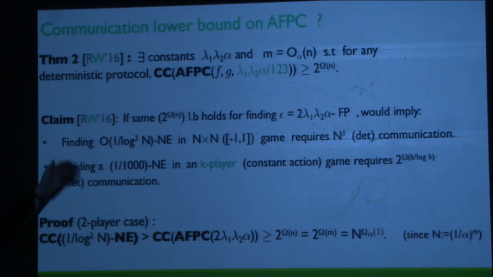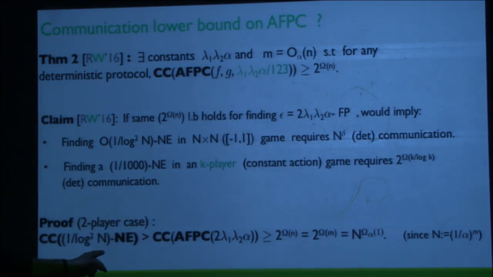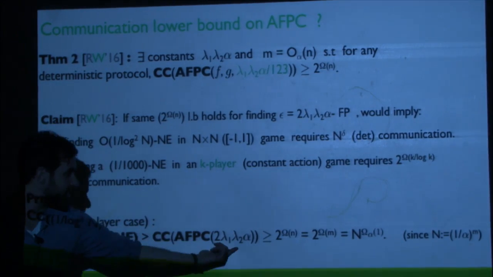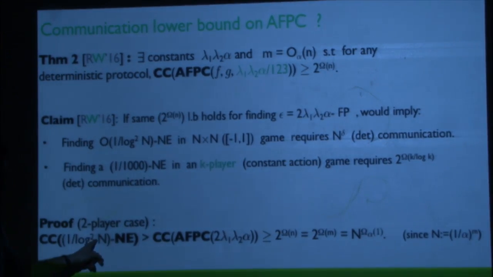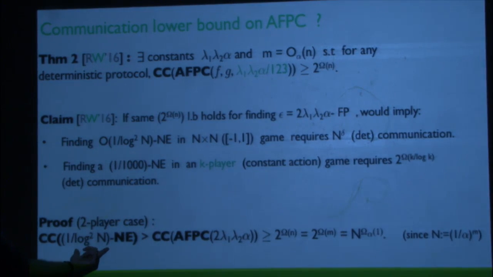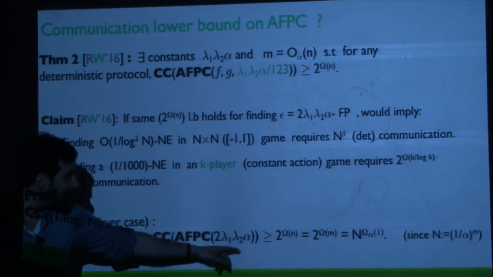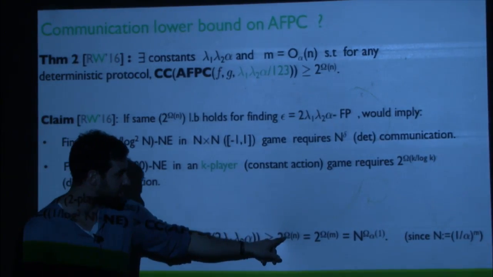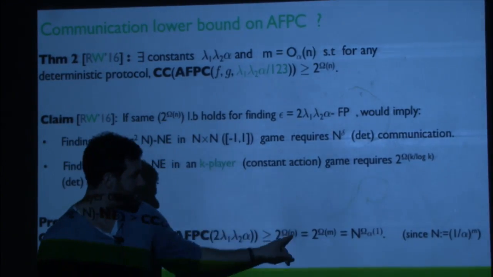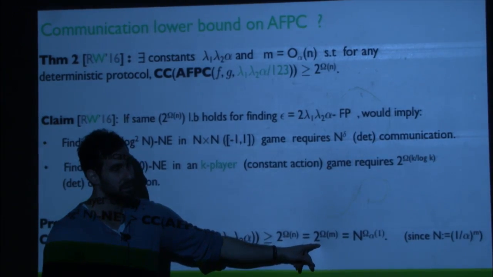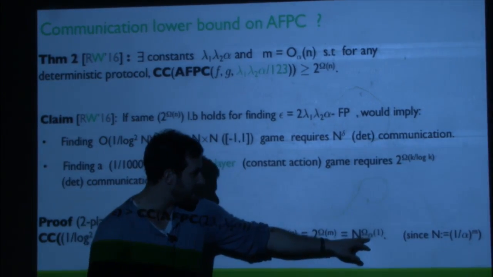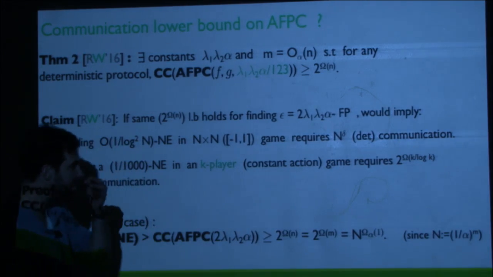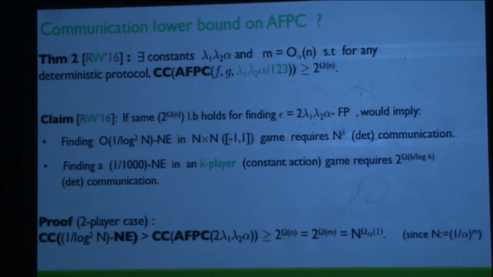So just to make it clear, the first reduction says that finding that quality of a fixed point, finding an approximate Nash equilibrium, is at least as hard as that problem. If we knew that this requires exponential time, because m and n have a linear relationship, this would imply the n to the delta communication lower bound.